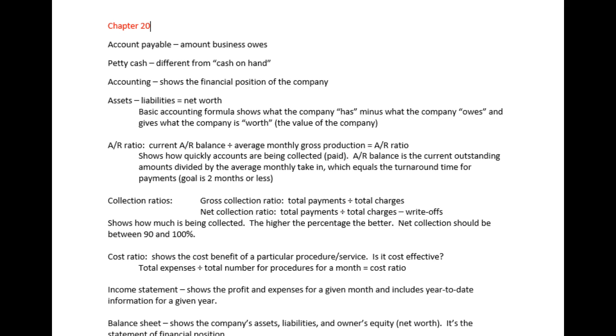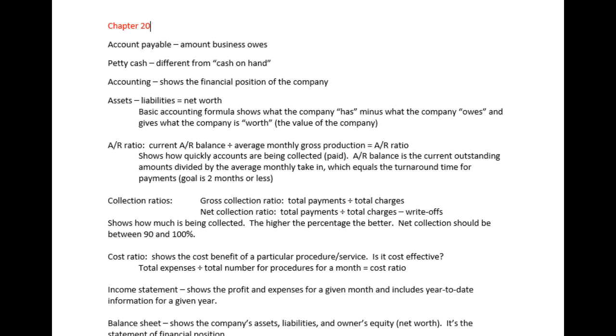Now your accounts receivable ratio is your current accounts receivable balance divided by the average monthly gross production, and that equals the accounts receivable ratio. So it shows how quickly accounts are being collected. From the time the bill goes to the patient, how fast they're getting that bill paid. So the AR balance is the current outstanding amount divided by the average monthly take-in, and that equals the turnaround time for the payment, and their goal is 2 months or less. So their goal should be that they are getting that one bill paid in 2 months or less. That's the goal for every bill that they send out.